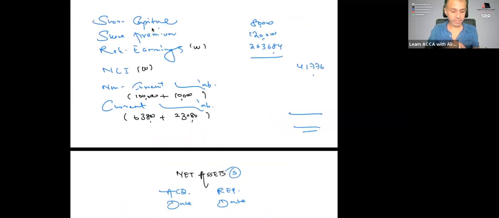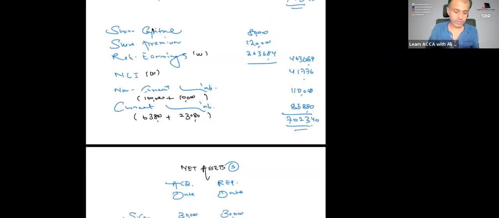We have 80,000. That's 120,000. 263,684. This will be 110,000. This will be 638,000 plus 23,080. We've got the same answer the second time around.